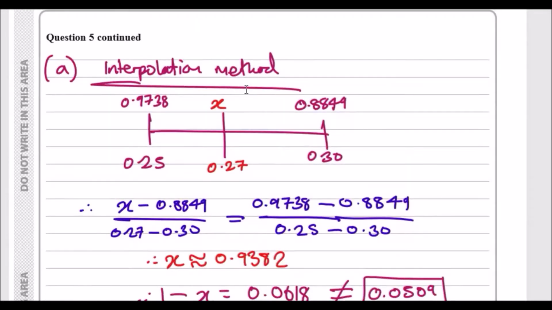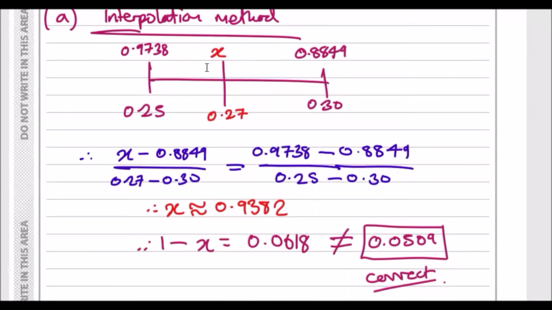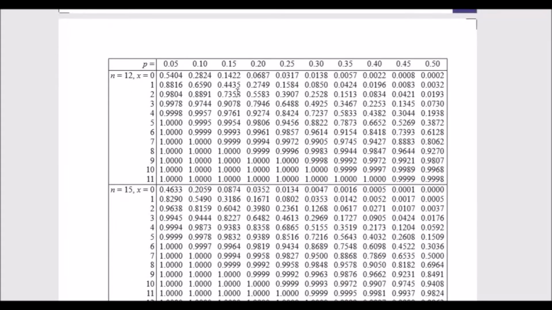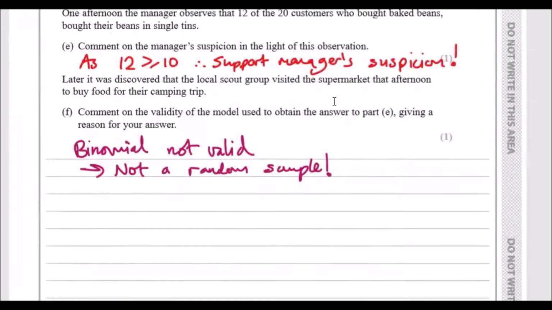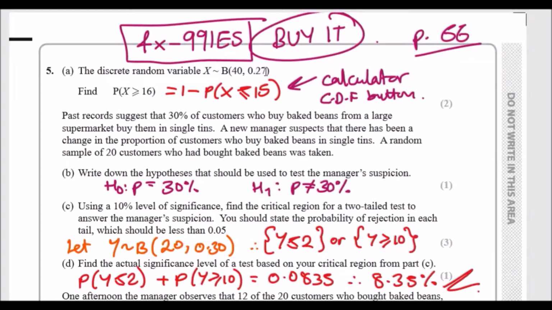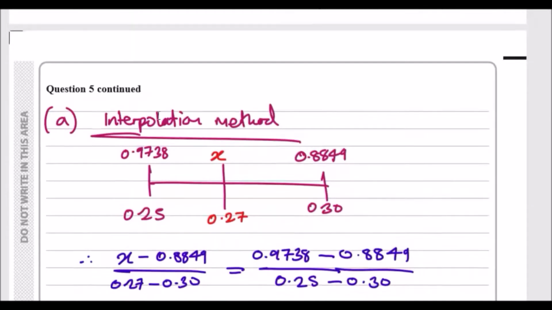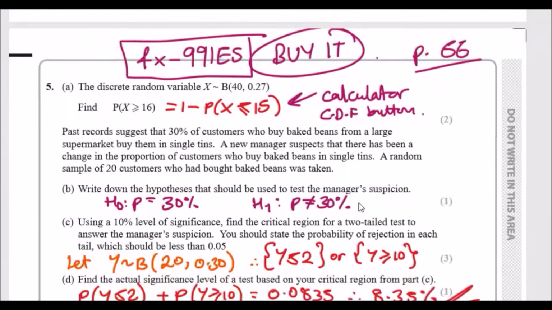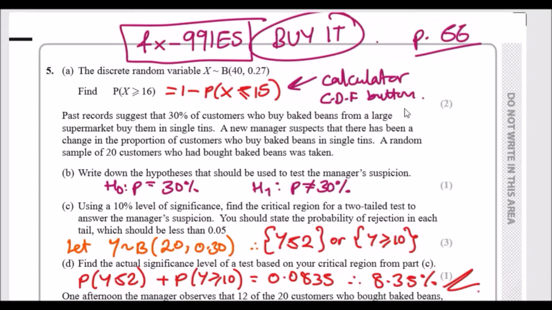Unfortunately, you cannot use interpolation, if you guys have thought about that. In the tables, the probabilities only go up in steps of 5%, and this one has a probability of 27%, so that is not on the table. So don't use interpolation, because I tried it and you don't get the correct answer, which is 0.0509. You get 0.0618, which is close, but no cigar, guys. Anyway, buy this calculator and it should be fine.